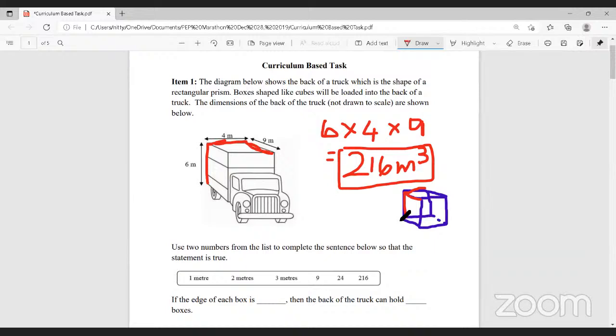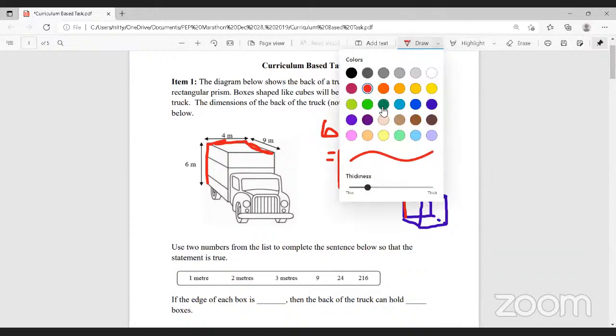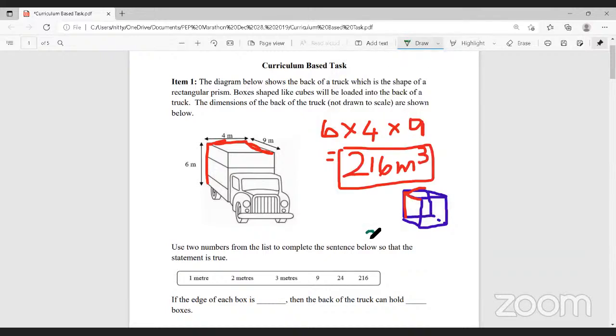Now, if we have 27 cubic meters for one box, I'm just going to write that down right here so we're all following. So we're like 3 times 3 times 3 gave us 27 cubic meters. If one box is 27 cubic meters, how many will hold in the back of the truck with this volume? Go ahead and calculate that.